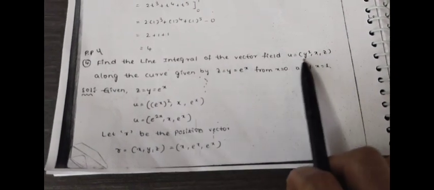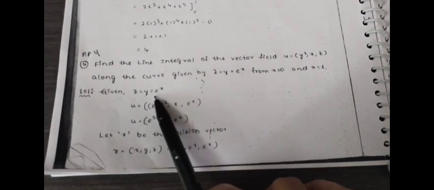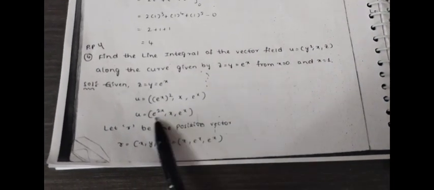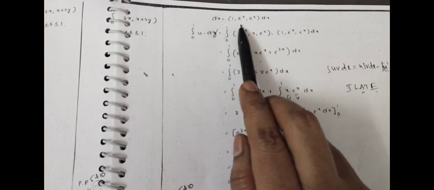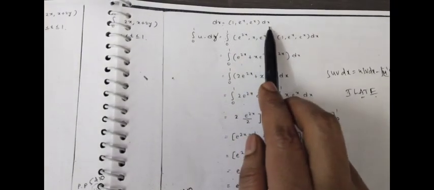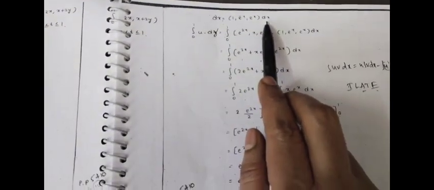The field is also in terms of y, z, so we take y, z in terms of x by substituting, where y and z are e power x. Then you can get u in terms of x. Again, obviously r is the position vector x, y, z, and y, z we also have to convert in terms of x. Now see dr, differentiate that: the derivative of x is 1 and the derivative of e power x is e power x, with respect to x we are doing, that is why dx.